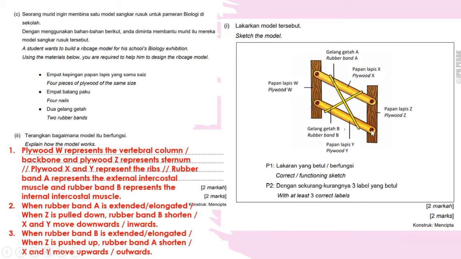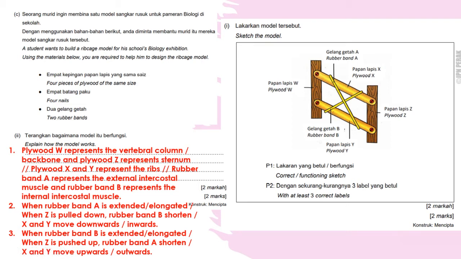You can choose either one, whether you want to explain about the rubber band or the plywood. Then number 3, when rubber band B is extended. Just now it was rubber band A, now rubber band B. When rubber band B is extended, what happened to rubber band A?